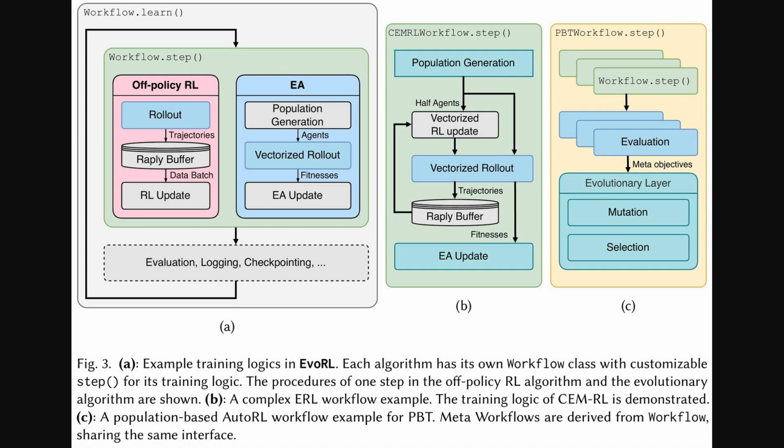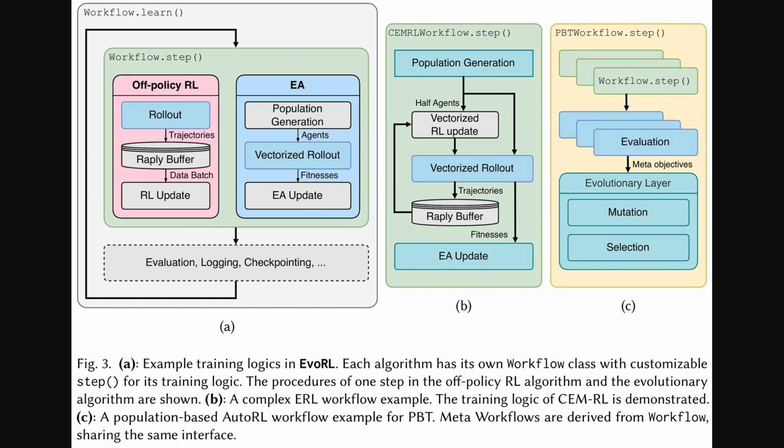Okay, so after seeing the general components and algorithm categories, Figure 3 gives us a closer look at how some of these actually work inside EvoRL. It shows specific training workflows. For instance, Diagram A illustrates how standard off-policy reinforcement learning might run, with steps like rollout, which is just the AI agent interacting with its environment, and then storing those interactions in a replay buffer to learn from. It also shows a separate path for an evolutionary algorithm.